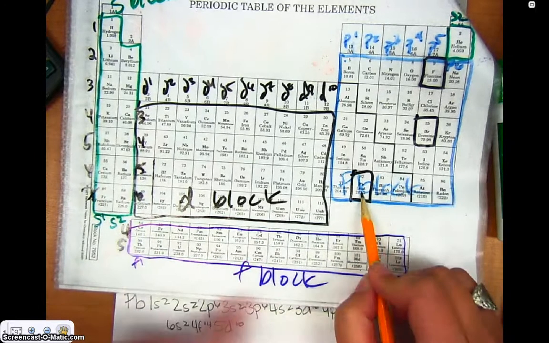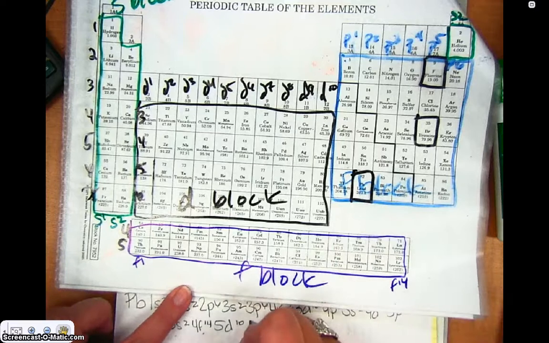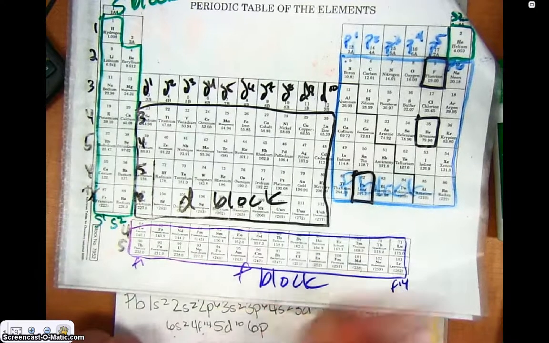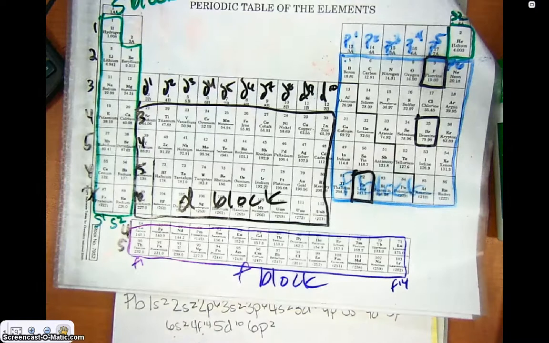And then I get here, and there's lead, and it's going to be the 6th row, because P's are right on P, and in the second column, 2.